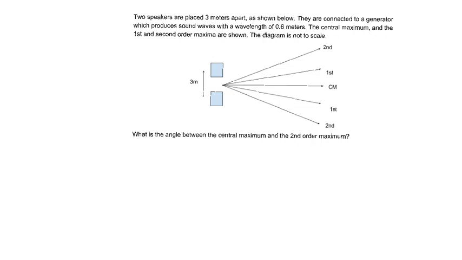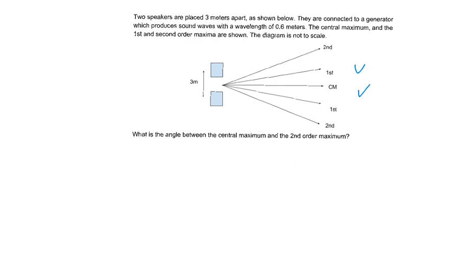Okay, so this is going to be an example of using the equation that I gave you at the end of the last video. So I have two speakers that are placed 3 meters apart, and they're connected to a generator producing sound waves with a wavelength of 0.6. Because I have two sources of sound in the same medium, I'm going to get that two-source interference pattern, where I'll have a second-order central maximum and a first-order maximum, and so on.